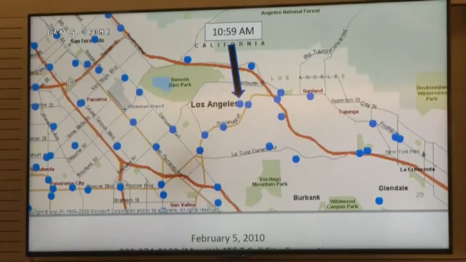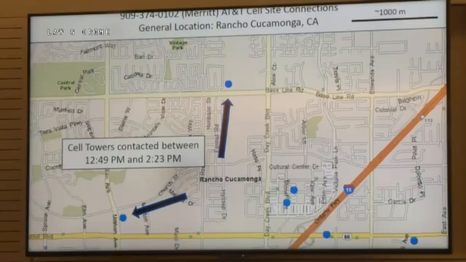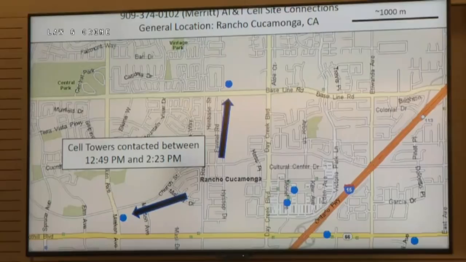We're on 471, correct? 472. 472, February 5th? Yes. At 12:49 p.m. through 2:23 p.m., the towers connected are the two towers adjacent to the defendant's residence. Can you please circle again the defendant's residence with your red pen? Okay.